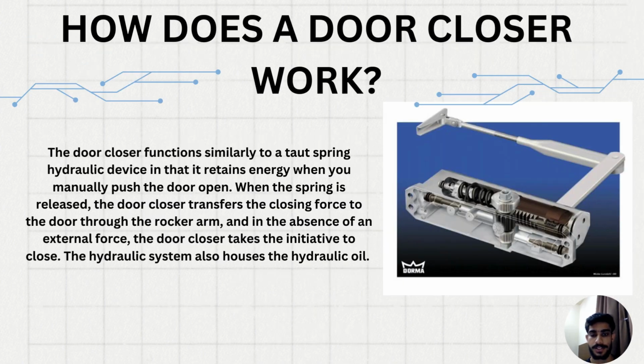How does a door closer work? The door closer functions similarly to a door spring hydraulic device, in that it retains energy when you manually push the door open. When the spring is released, the door closer transfers the closing force to the door through the rocker arm. In the absence of an external force, the door closer takes the initiative to close. The hydraulic system also houses the hydraulic oil. The well-designed hydraulic system that houses the tight spring in the cylinder is what allows us to effectively regulate the door closer and achieve a range of conditions to suit people's demand.